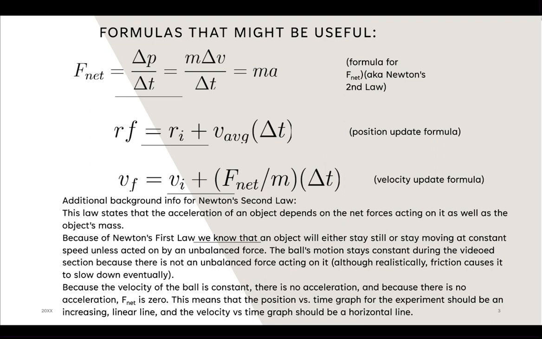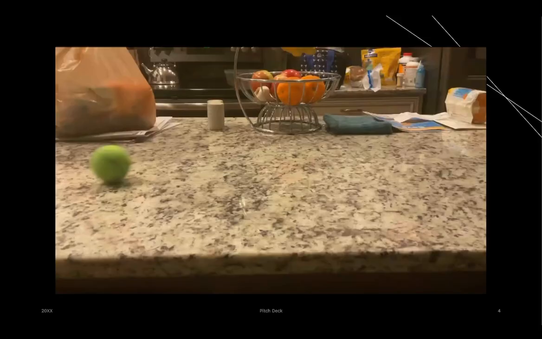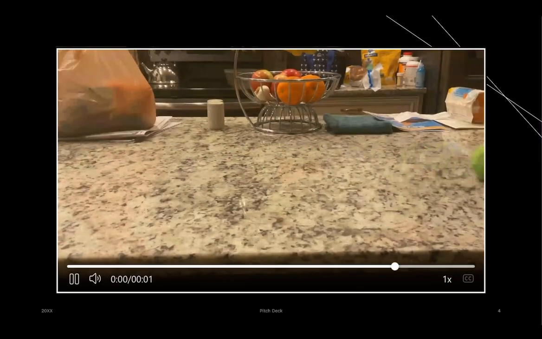Because the velocity of the ball is constant, there's no acceleration. Because there's no acceleration, F-net is 0. This means that the position versus time graph for the experiment should be an increasing linear line, and the velocity versus time graph should be a horizontal line. Here's the video.